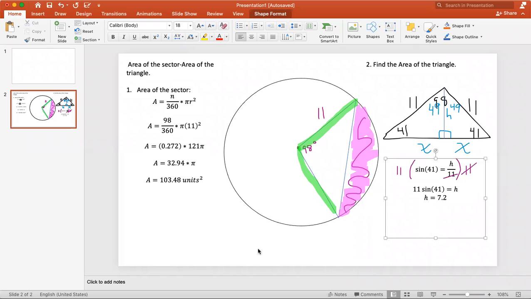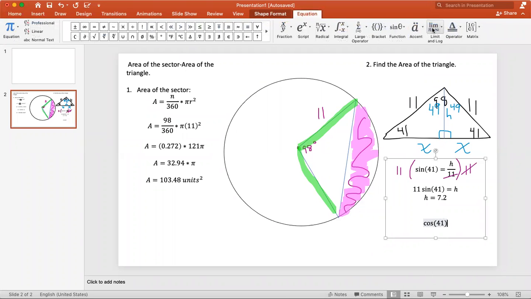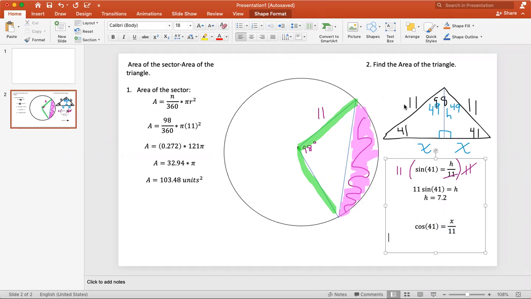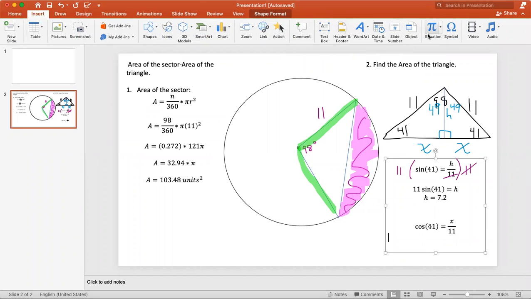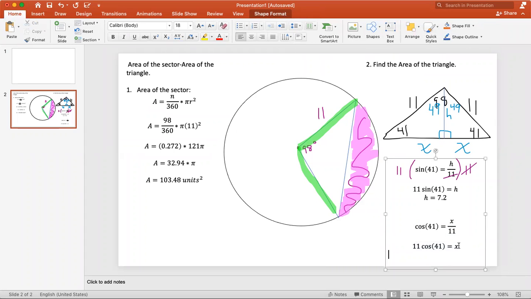Because we are looking for the adjacent side and I still have the hypotenuse, the last step is to use the cosine. So the cosine of 41 is equal to the adjacent side, which is x, over the hypotenuse, which is still 11. To find x is the same way we found h. We multiply 11 to both sides, and we find that 11 cosine of 41 is equal to x. When I put this into my calculator, I get x to be 8.301.